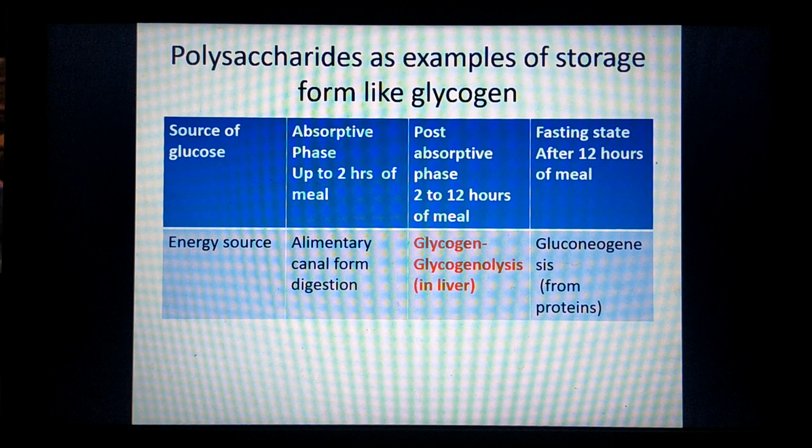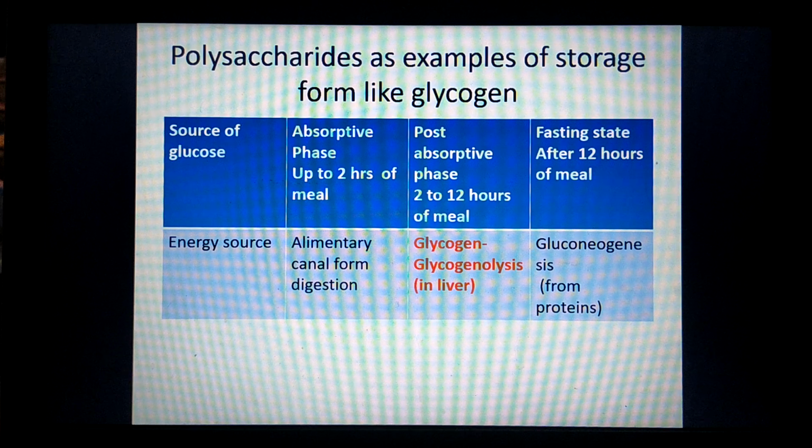Absorptive phase means it is a phase where absorption is taking place from the gastrointestinal tract, that is after a meal. This phase lasts for 2 hours. During this absorptive phase, a large amount of glucose enters our blood, which is utilized for energy, and the remaining glucose is converted into glycogen and stored in liver and muscles.